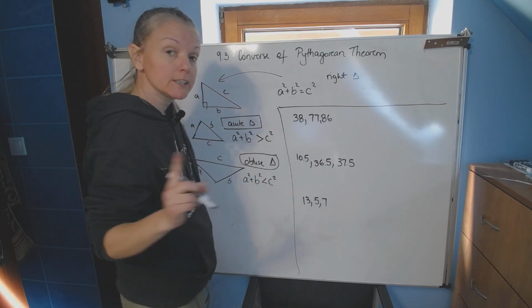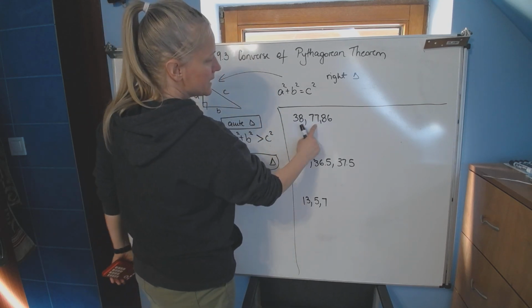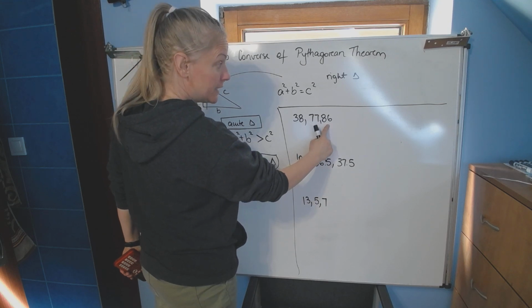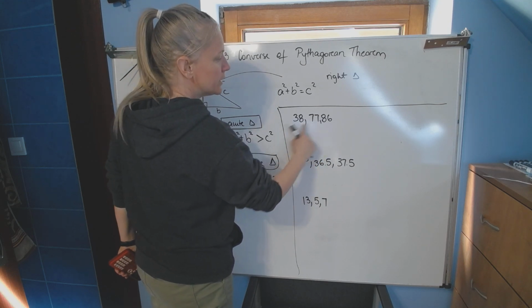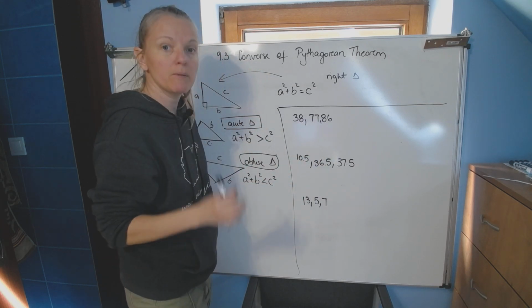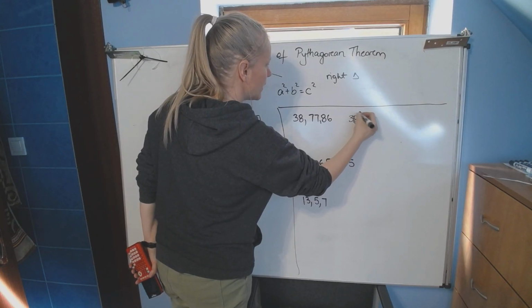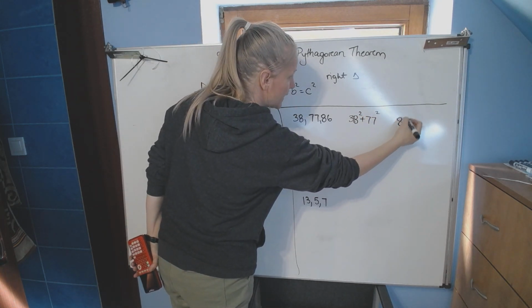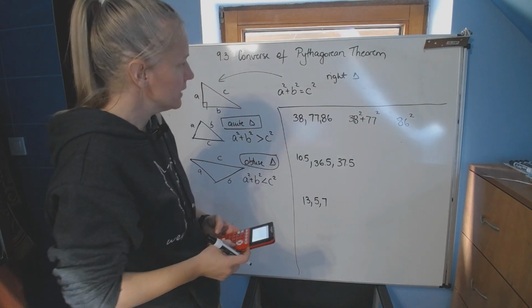Again, first thing you want to do is check that these are real triangles. This plus this, roughly 115, is greater than that one. Roughly 160, clearly greater than this one. Roughly 120, clearly greater than that one. I'm good to go. So now I need to decide: 38 squared plus 77 squared is what compared to 86 squared? Let's go ahead and do the values. I have my calculator.